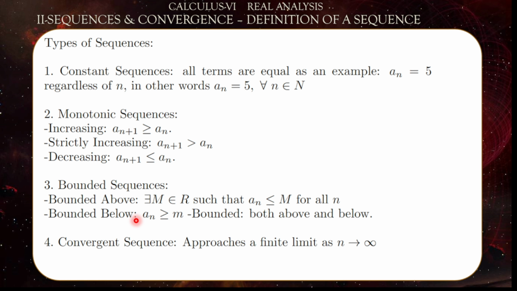Convergent sequence. This means that the sequence approaches a finite limit as n approaches infinity, of course. And another thing to point out is that if a sequence is both monotonic and bounded, it means that the sequence is convergent as well.